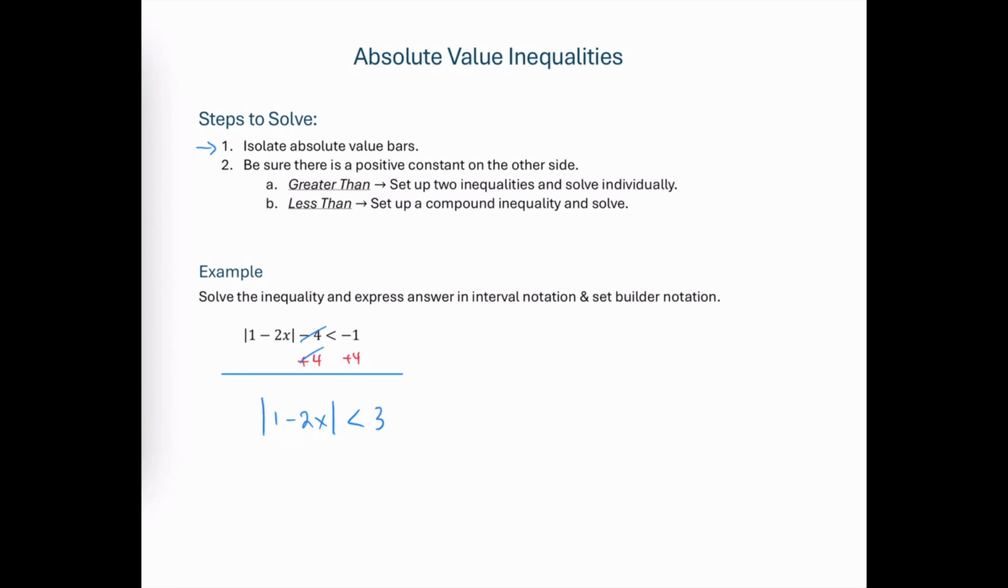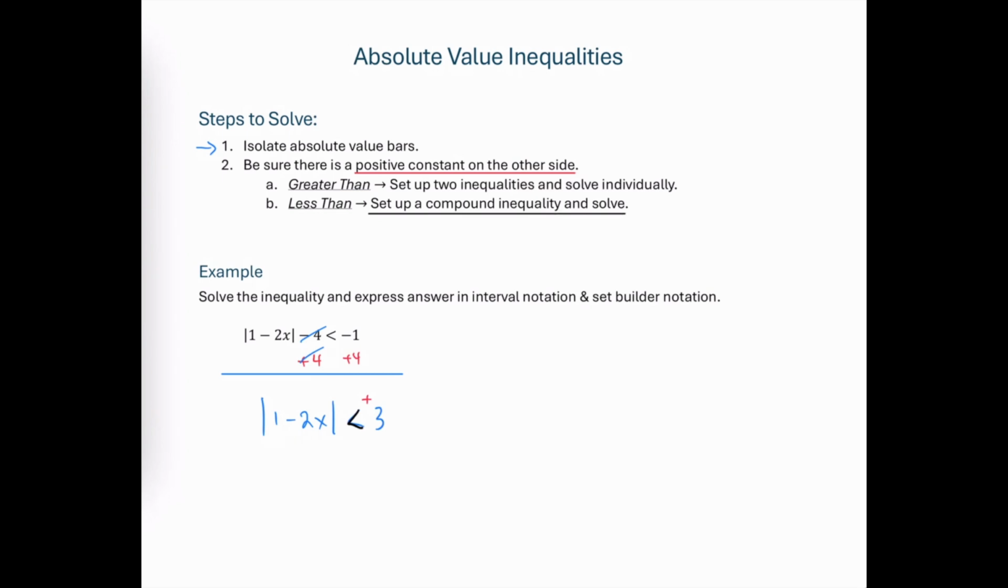Now, once we have our absolute value bars isolated, we do want to make sure that there's a positive constant on the other side of the inequality. This number does need to be a positive 3. If we had a negative quantity over there, we would do something different, and that'll be explained in a different video. Once our absolute value bars are isolated, if we have a less than symbol, we're going to set up a compound inequality that we can solve.